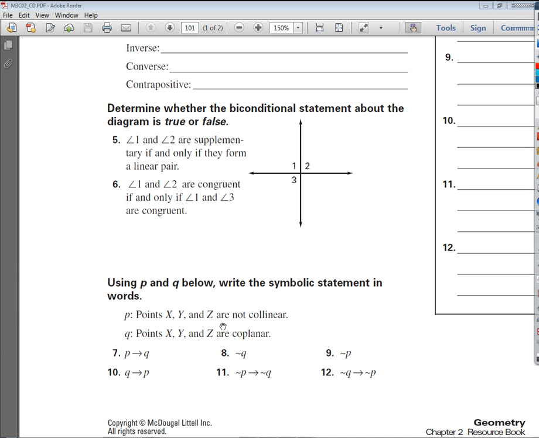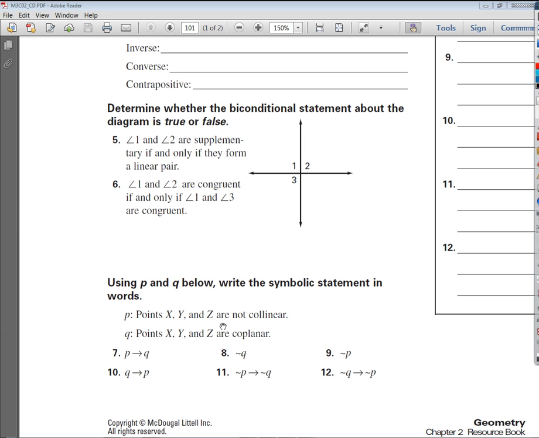What about number 6? Angles 1 and 2 are congruent if and only if angles 1 and 3 are congruent. So based on this picture, once again, let's look at the conditional statement and the converse. True or false? If angles 1 and 2 are congruent, then angles 1 and 3 are congruent. How come?